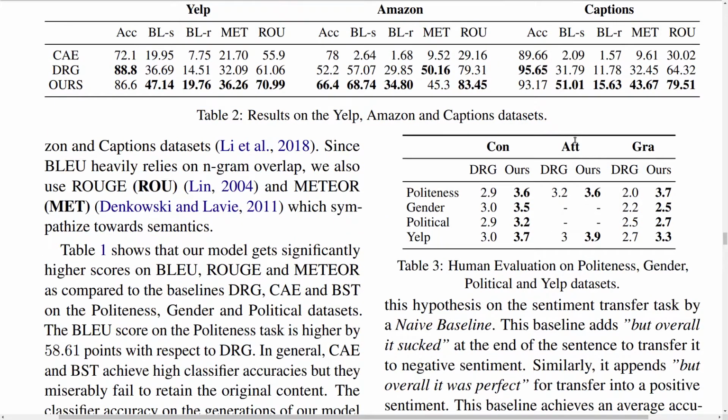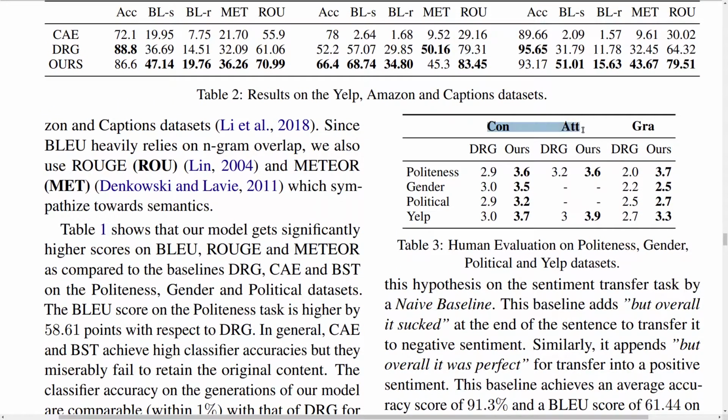The authors also do a human evaluation on these tasks, comparing this DRG approach to their approach in terms of three attributes. Content preservation, so asking the users to rate from 1 to 5 to what extent the content is preserved. Attribute, which is basically the style: is the target style matching the expected style, from 1 to 5. And then finally, they also check the grammaticality, what is the quality of the grammar used in the output sentences. And it seems that consistently on all of those, politeness as well as other style transfer tasks, gender, political, and Yelp, their approach proposed in this paper outperforms this DRG approach.